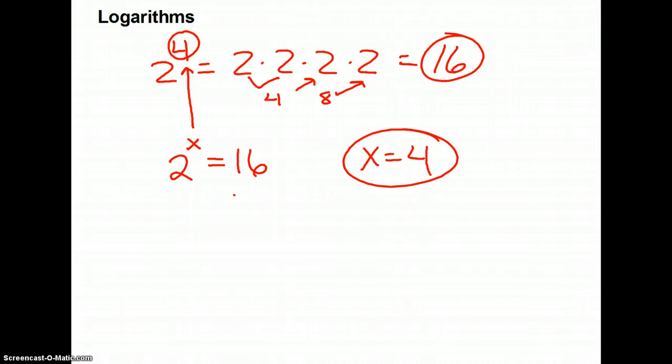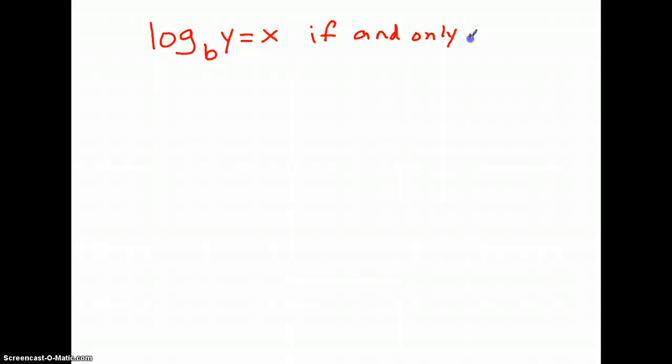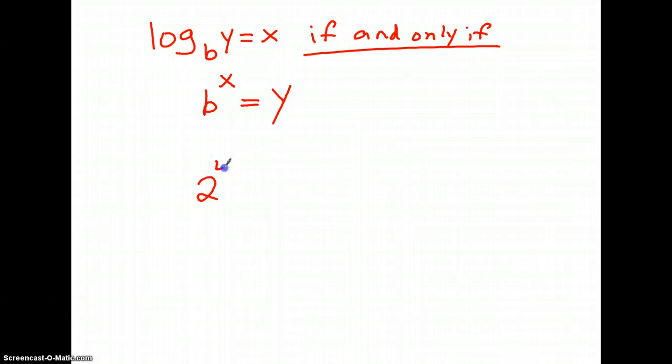Let's go over the formal definition for a logarithm. Okay, so if we have log, and the way we see this is log base b of y is equal to x if and only if b raised to the x power equals y. Okay, so if we go back to our first example, this was 2 to the fourth equals 16. My 16 is y, my 4 would be x, and my 2 would be b.